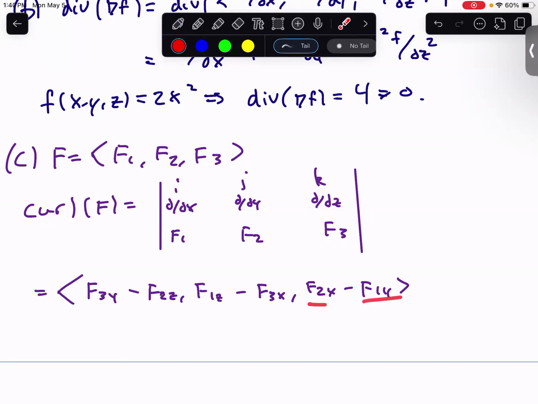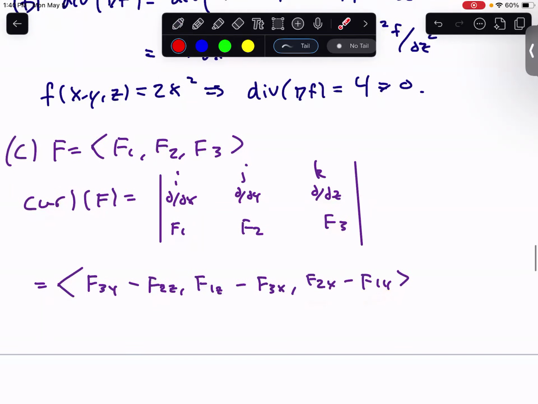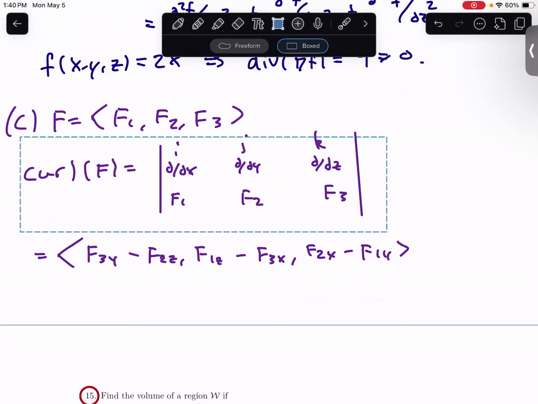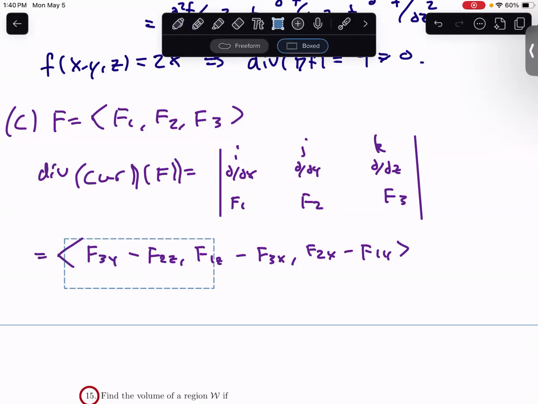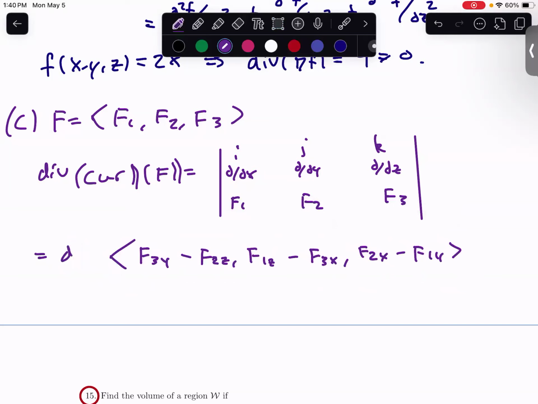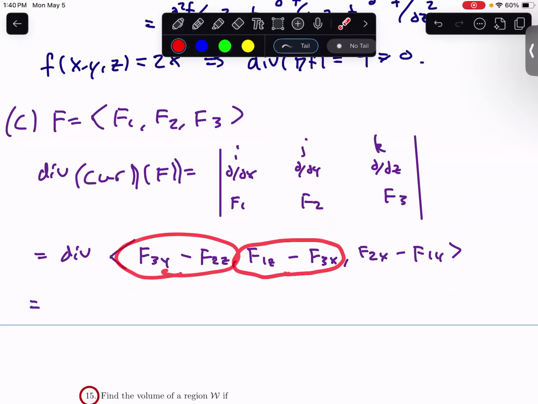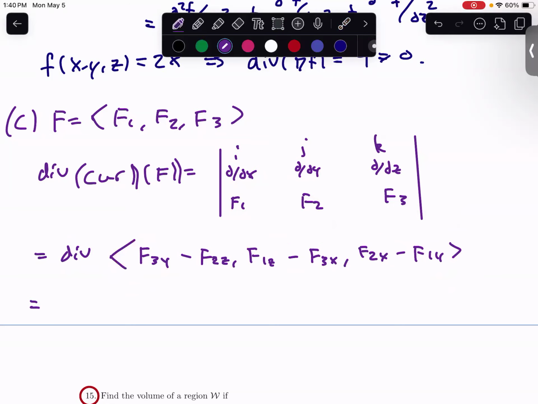And then from here, what we want to do is compute the divergence of this thing, right? So if we're doing the divergence of the curl, I'm going to be lazy and just write it out like this, which means we're really taking the divergence of the following vector. And so if you perform the divergence, you're taking the partial with respect to x of this, plus the partial with respect to y of this, plus the partial with respect to z of this. So this is going to be equal to f3 yx minus f2 zx.